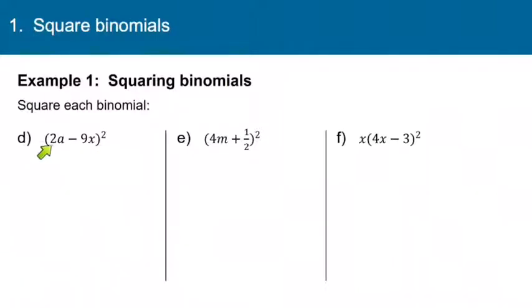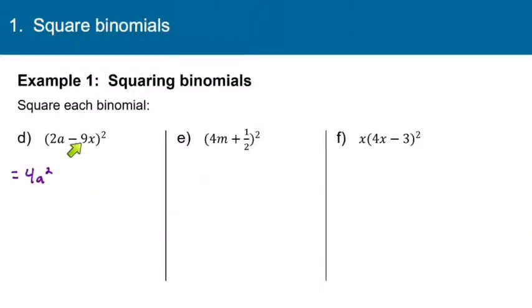Now, if you've not tried one on your own yet, I would encourage you to pause the video here and try part D by yourself. Now I'll go through it with you. So to work out 2a minus 9x all squared, we'll say 2a times itself. That gives us 2a times 2a, which is 4a squared.